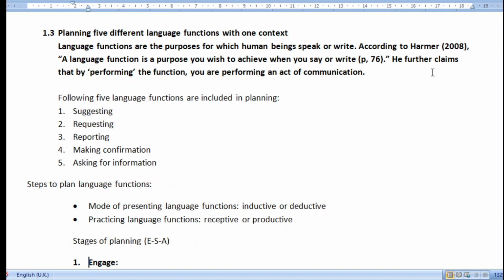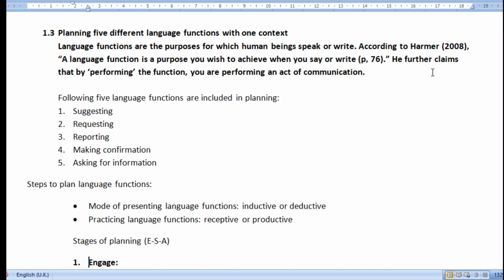Language functions are the purposes for which human beings speak or write. According to Harmer again, a language function is a purpose you wish to achieve when you say or write. He further claims that, performing the function, you are performing an act of communication. That is called language functions. So the following 5 language functions are included in planning, according to the question: suggesting, requesting, reporting, making a confirmation, asking for information.